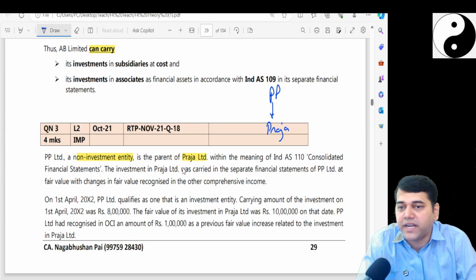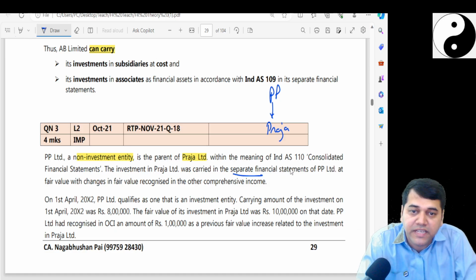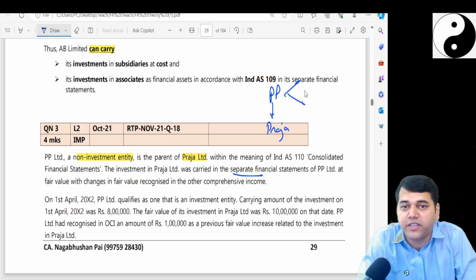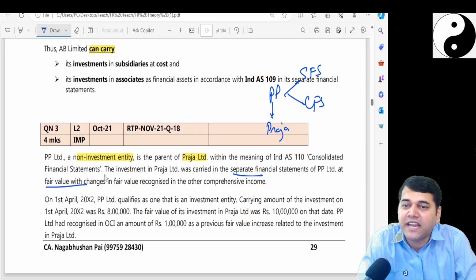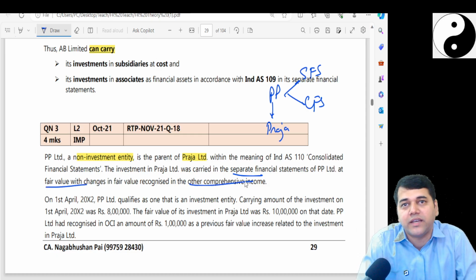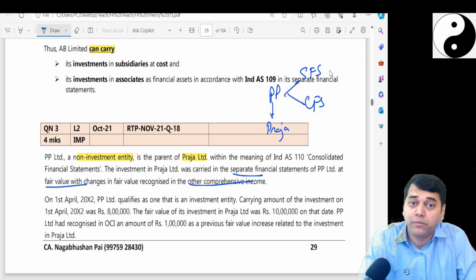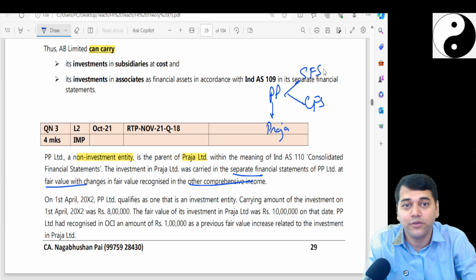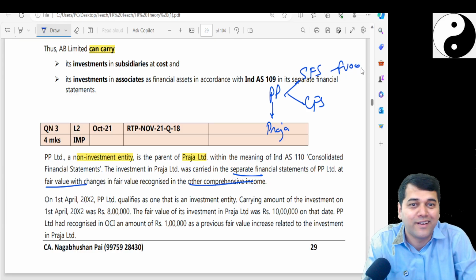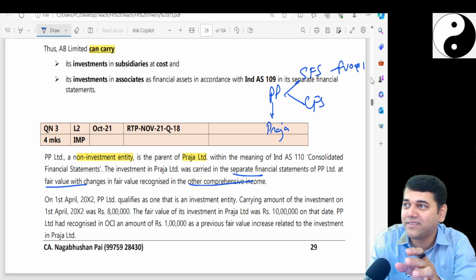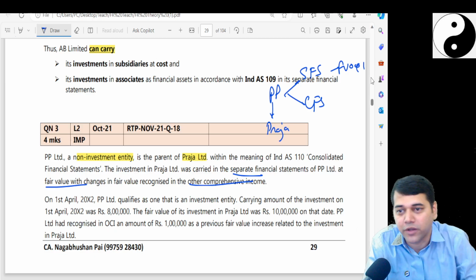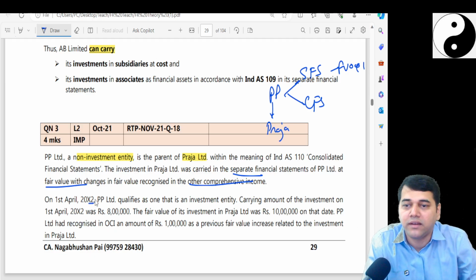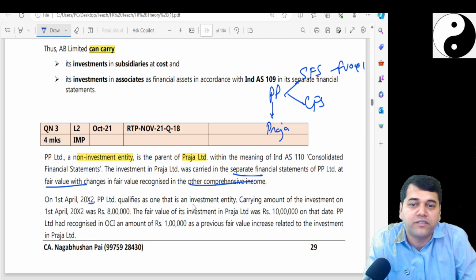Within the meaning of Ind AS 110, the investment in Praja was carried in the separate financial statements of PP Limited, because they are going to prepare SFS and CFS, at fair value through OCI. Can they do it? Yes. Why? Because they have got an option of cost or Ind AS 109. Ind AS 109 has given 2 options there, so you have taken it as FVOCI. How beautifully it connects, no? Understanding now? Okay. Now, on 1st April 2012, PP qualifies as an investment entity.